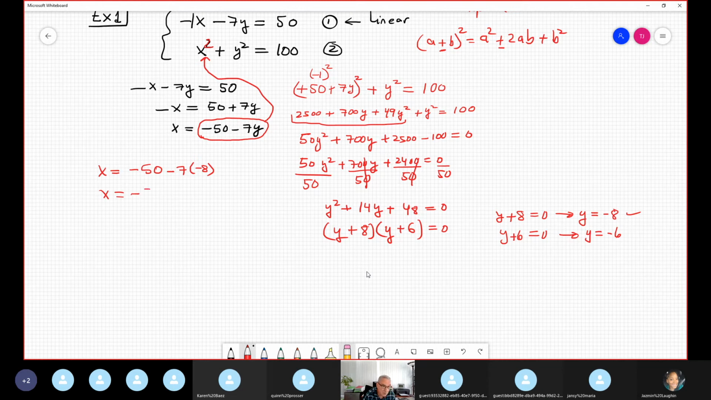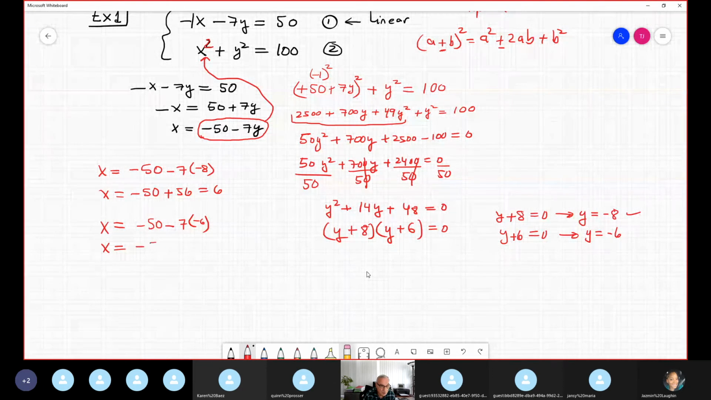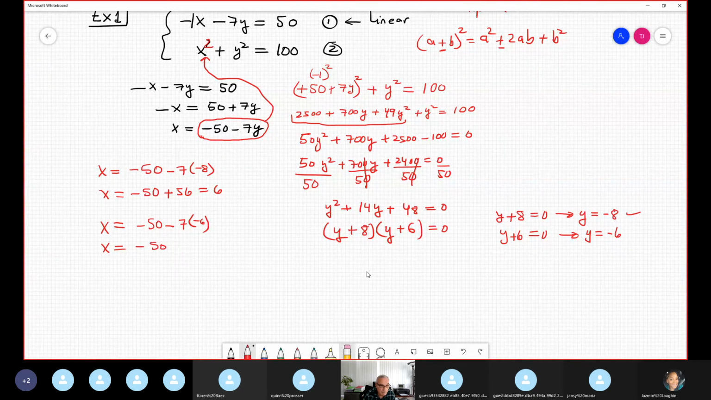So in this case it is negative 50 plus 56, which is 6. Okay, it is 6. Now the second value: negative 50 again, minus 7 times negative 6, which is 42. So x is equal to negative 50 plus 42, which is negative 8. So what are we matching? I'm matching y negative 8 with this, and the answer was 6.